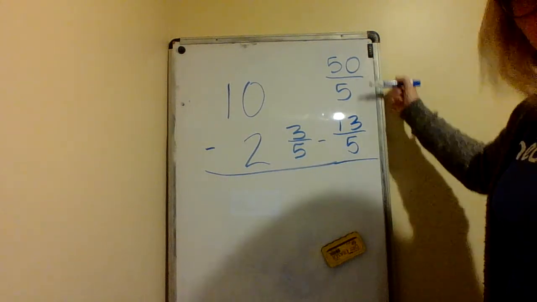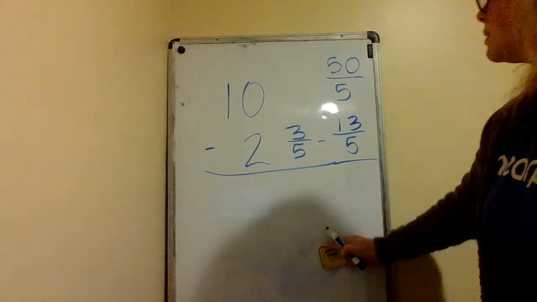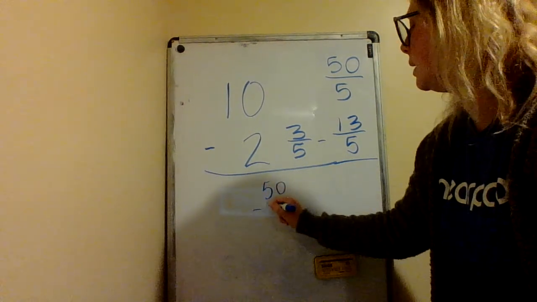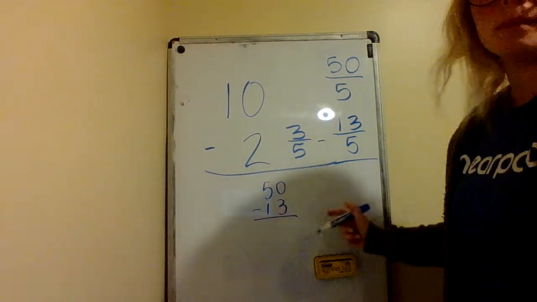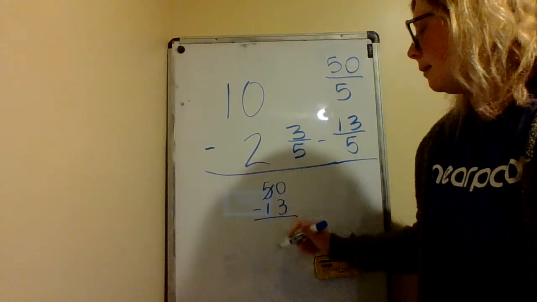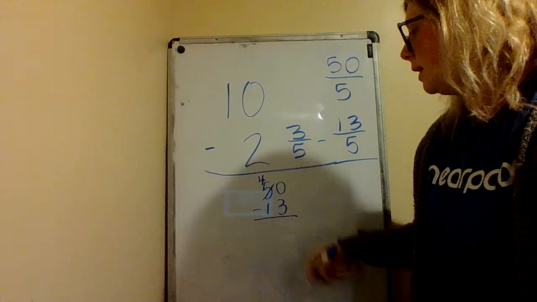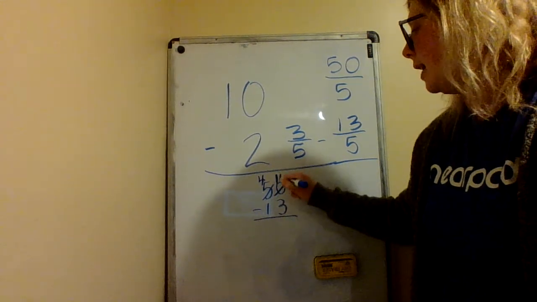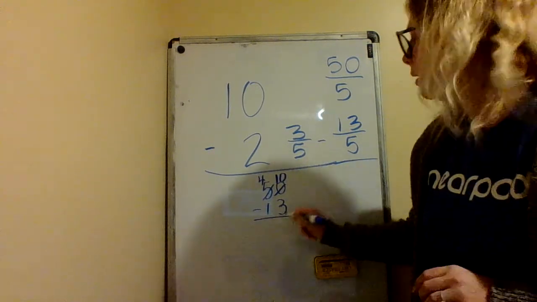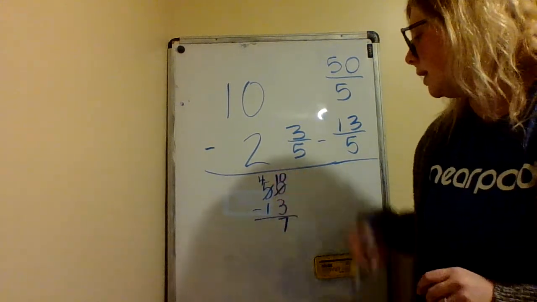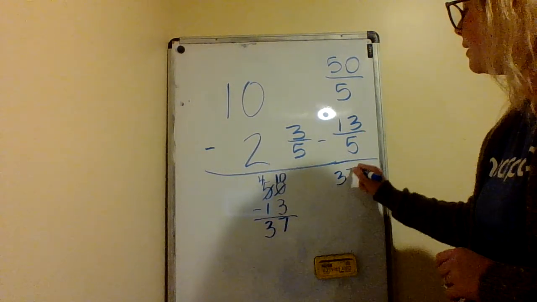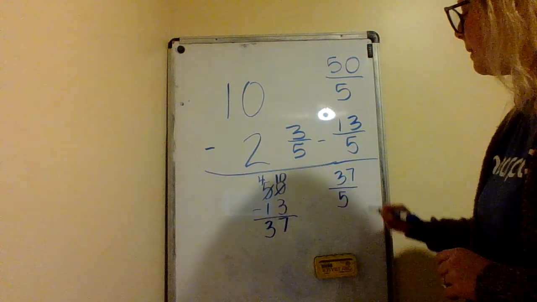And then we subtract 50 fifths minus 13 fifths. So I'm going to do it over here. 50 minus 13. I have 0 minus 3. I can't do that, so I have to regroup. My 5 becomes 4 tens, and we have 10 ones now. 10 minus 3, 7, good. 4 minus 1, 3. So we have 37 fifths.